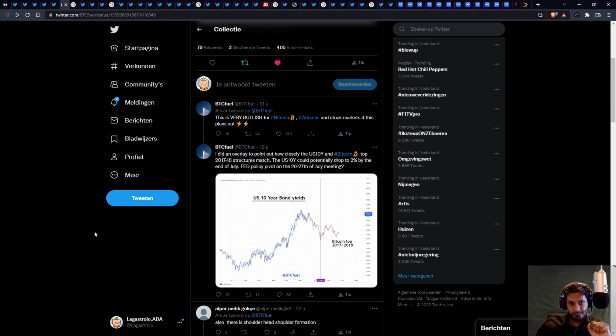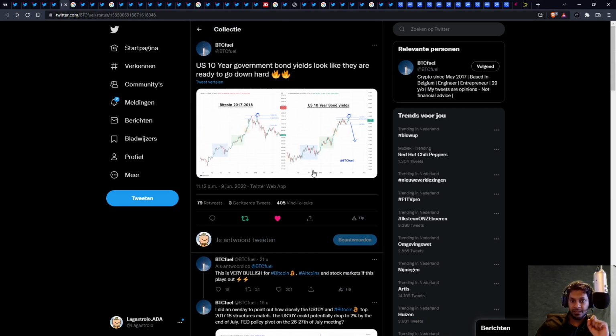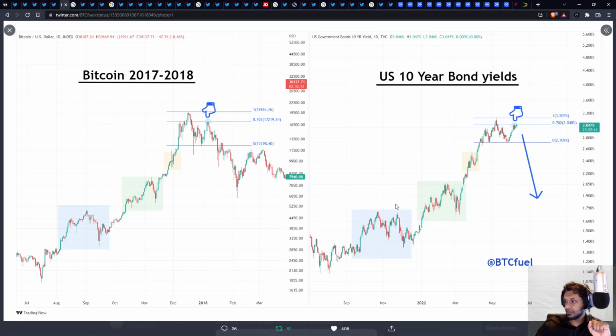So just keep an eye on this chart as well before you put all your money into it. Only invest the money you're willing to lose, okay? That's the golden rule when it comes to investing.